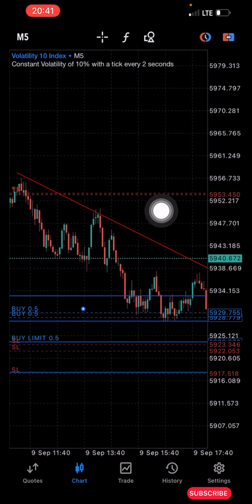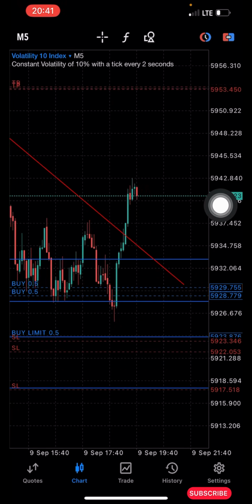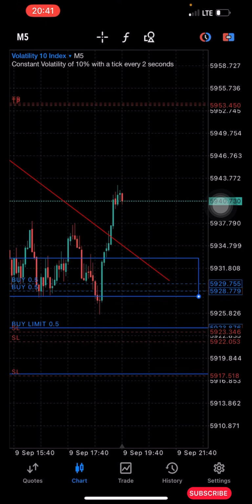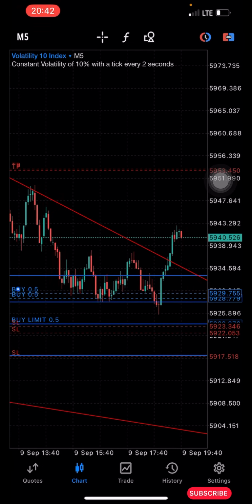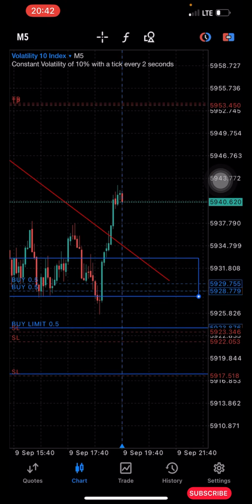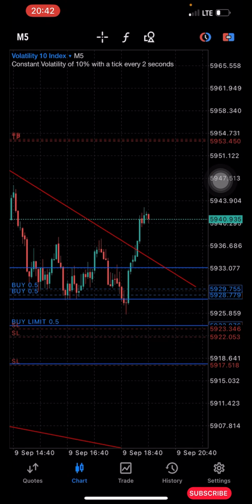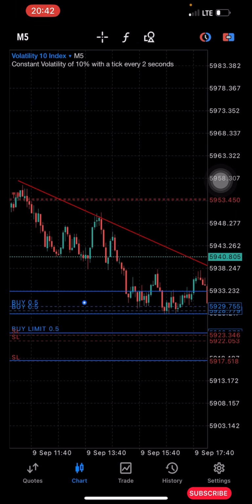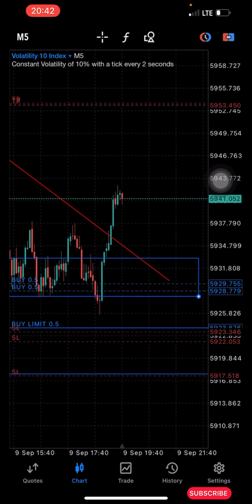This is just a short scalp on volatility 10 overall, but the overall trend of the market is a downtrend. This is just counter trending, so I'm just doing a counter trade here. I'm trading against the overall trend of the market. This is what we call counter trend trading. I just felt I should quickly share this with you guys. Hopefully you are going to learn one or two things from this quick analysis on volatility 10 index.